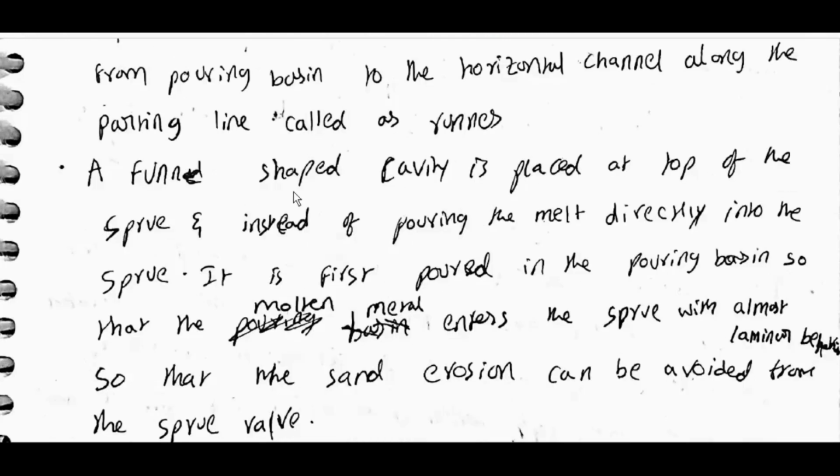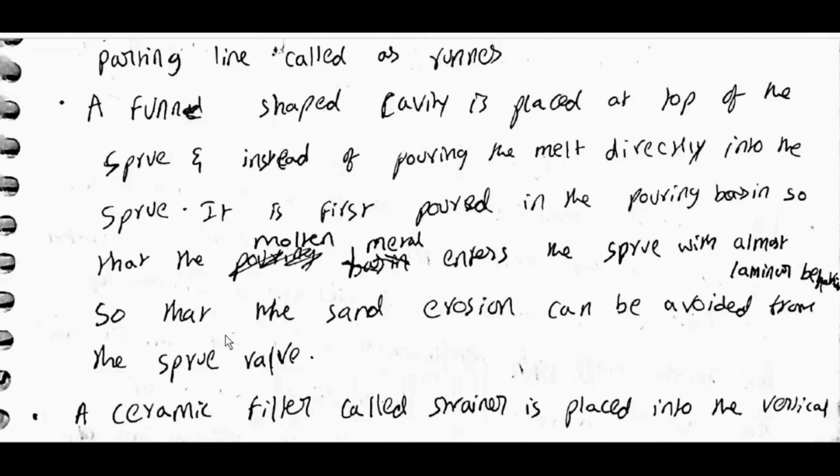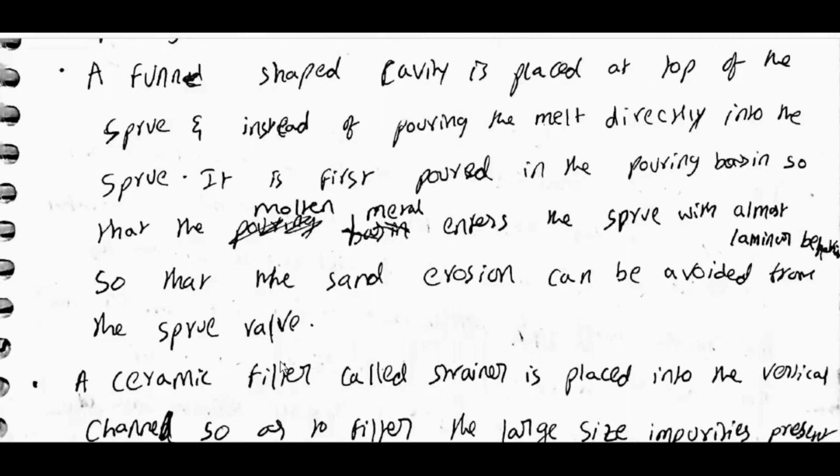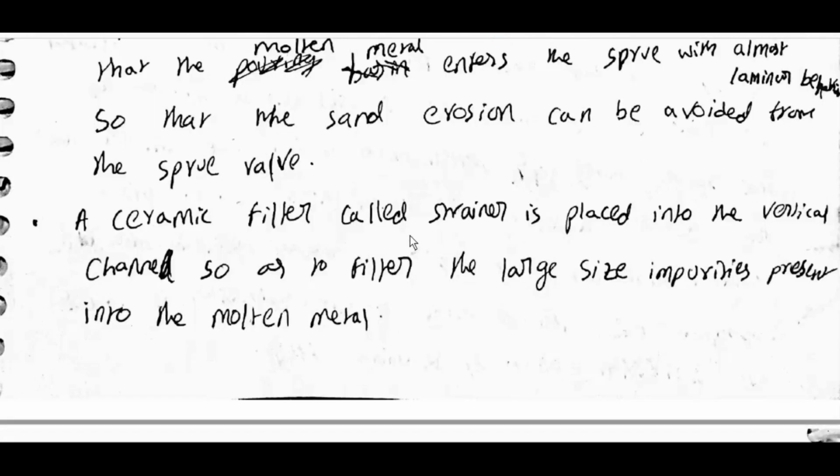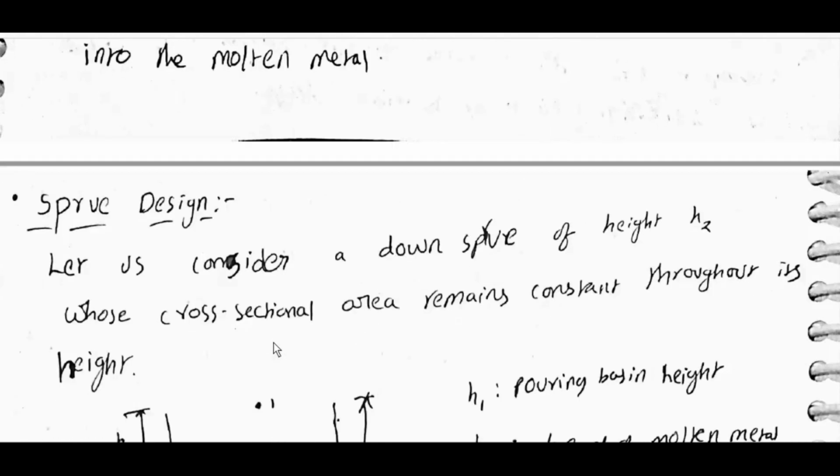The funnel shaped cavity is placed at the top of the sprue, and instead of pouring the melt directly into the sprue, it is first poured in the pouring basin so that the molten metal enters the sprue with almost laminar behavior, so that sand erosion can be avoided from the sprue wall. A ceramic filter called a strainer is placed into the vertical channel so as to filter the large size impurities present in the molten metal. Sprue design.